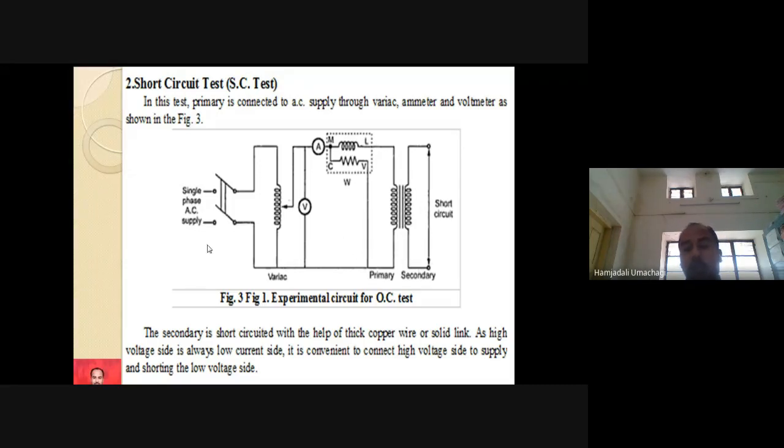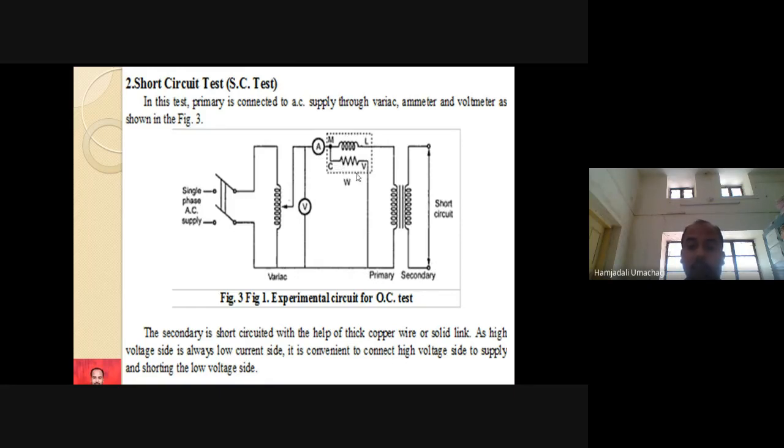So now you need to apply the voltage very slowly such that the ammeter reads 4.3 ampere. Once it reads 4.3 ampere, stop applying voltage. Note down ISC, VSC, WSC immediately. You should not delay while noting down, because since it is carrying rated current, it has huge copper losses, which raise the temperature. Because of that, the connected instruments may get damaged. So once it carries rated current, immediately note down VSC, ISC, WSC.